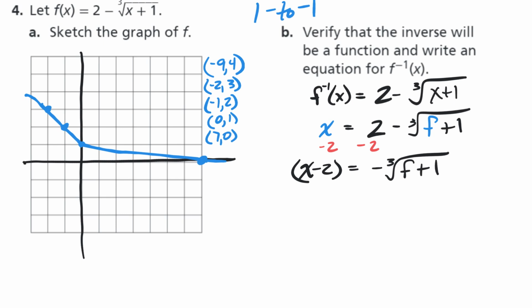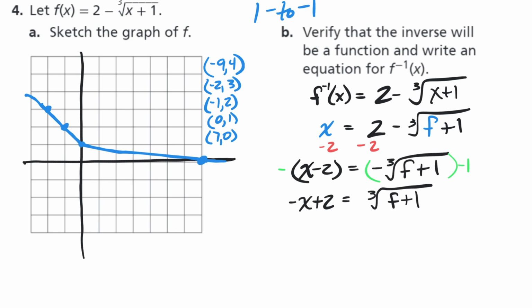But I do need to get rid of that negative sign. The way I do that is to either multiply or divide by negative; it doesn't matter because they both essentially do the same thing. It actually makes more sense to multiply in this case. So I'm going to multiply both sides times -1. So we now look like this. I'm going to distribute this in and change this to -x plus 2. And we have the cube root of f plus 1.